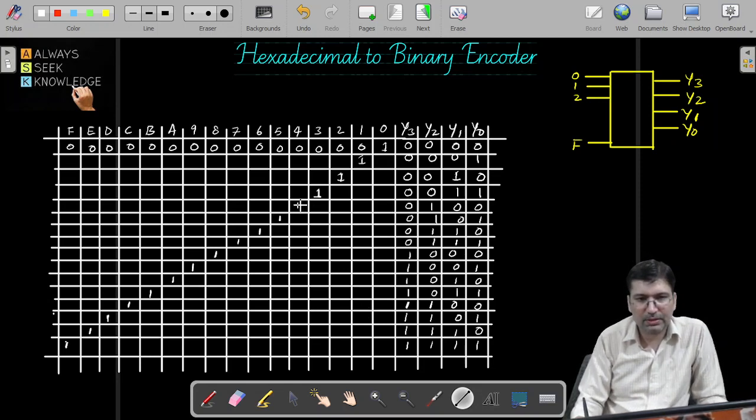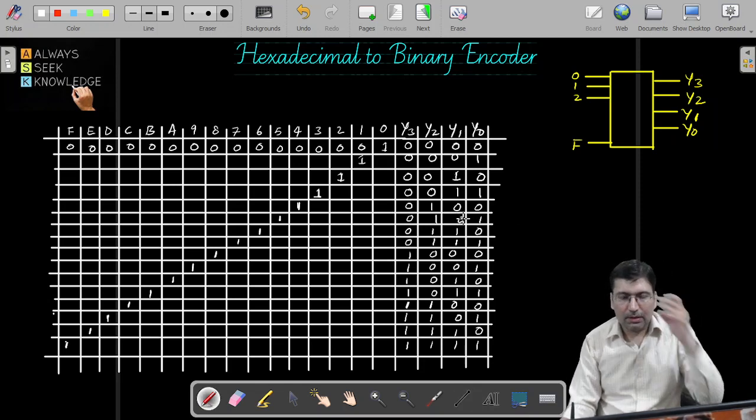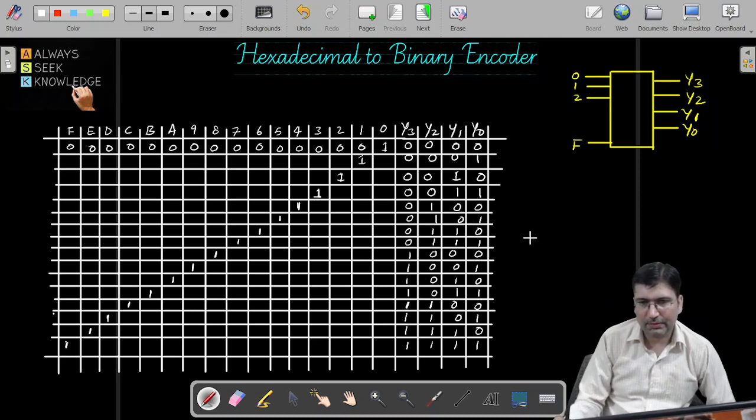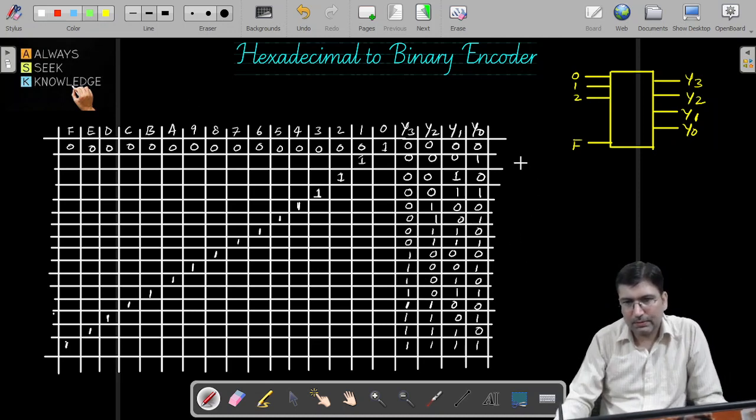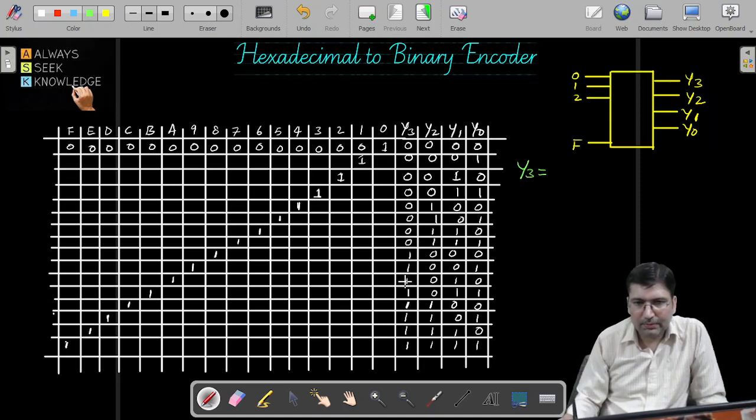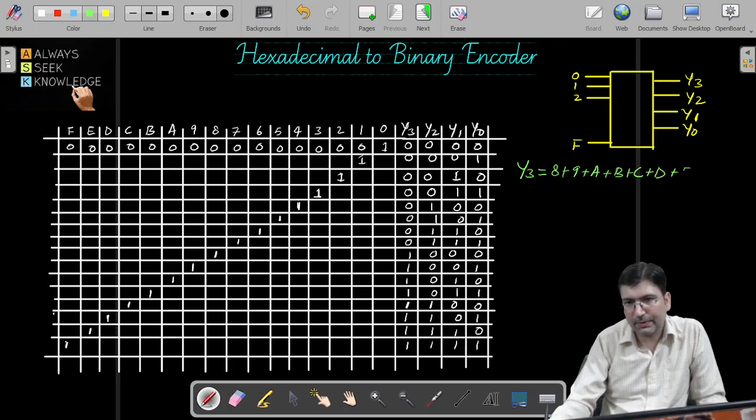This diagonal elements, these are diagonal elements are high. Okay, so please do remember. Now when you write the expression for, let's say, y3, y2, y1, you write like this. For y3, these places are high. So that means this is from 8 till F, it is high. So either 8 is high or 9, 10, 10 means A, B, C, D, E or F. So all these places are high starting from 8.